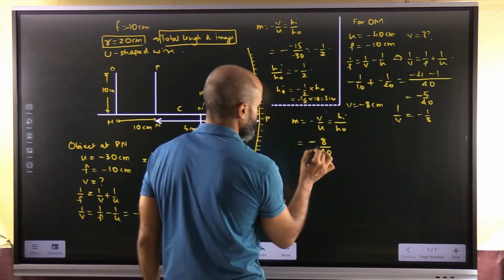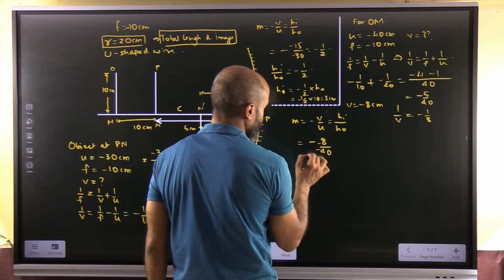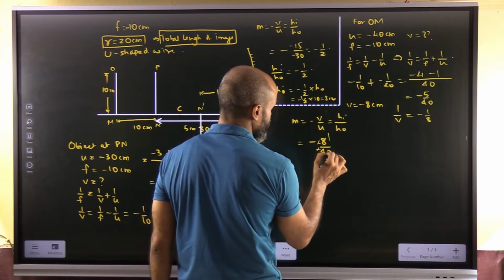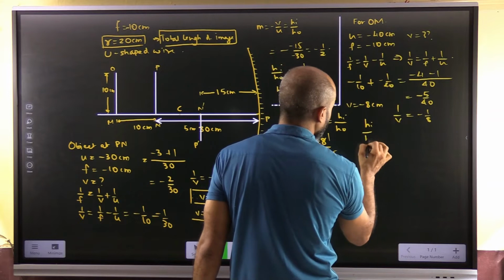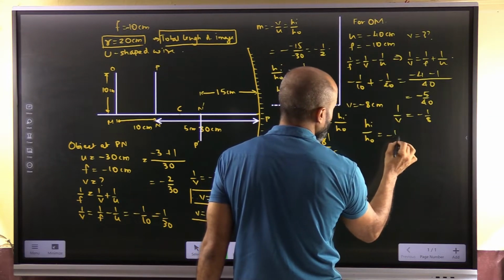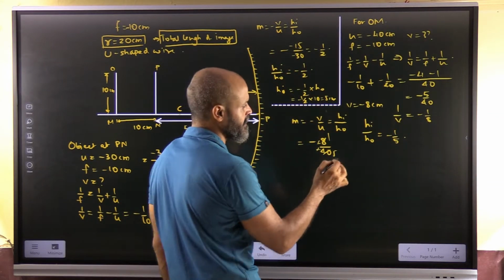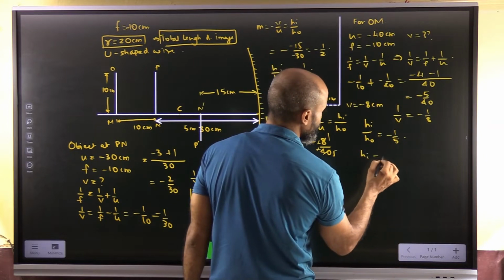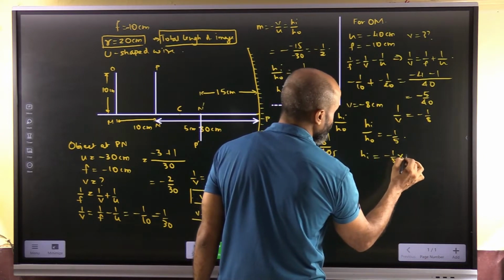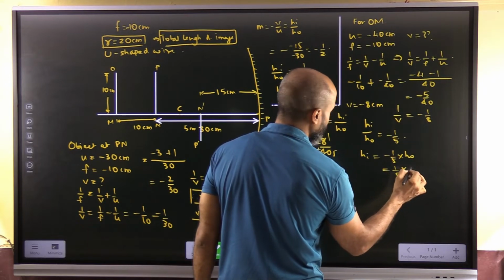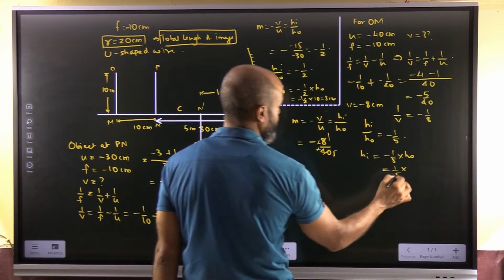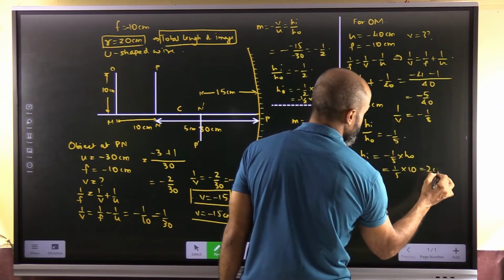So minus 8 upon minus 40. This will get cancelled. 8 ones are 8, 8 5s are 40. So height of image upon height of object is equal to minus 1 by 5. Minus indicates that it is an inverted image. So height of image is minus 1 by 5 into height of object. So that is 1 by 5 into height of object, that is how much? 10. So this will be 2 centimeter.